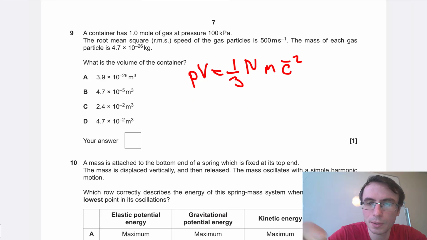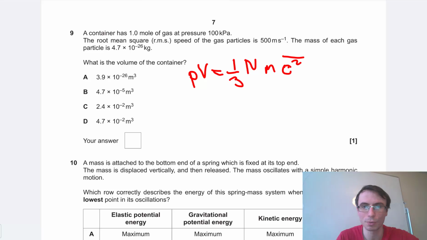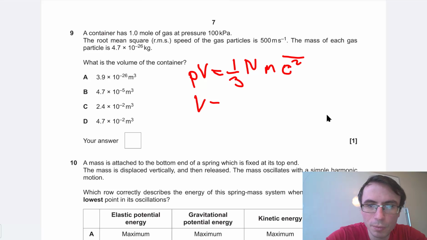NMC squared. Okay, let's also be careful with the dashes. So it was a square and then the dash was on top. Okay, cool. So what is the volume of the container? So V will be 1/3 NMC squared and then divided by P.